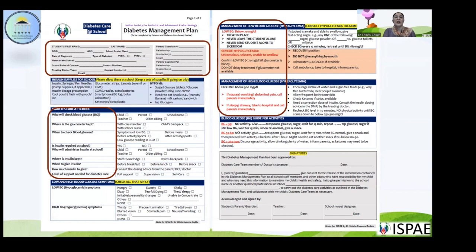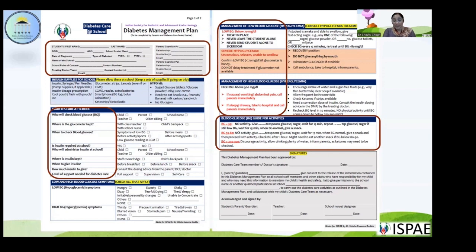So, if the blood glucose levels are low, do not delay treatment if glucose is not available. It is very important to inform the doctor and the child's parents, and take the child immediately to the hospital. And if the glucose level is above 300 milligrams per deciliter and the child is having nausea, vomiting, or abdominal pain, call parents immediately. If the child is not having such severe symptoms, allow the child to have water or buttermilk, allow frequent bathroom visits, and still inform the parents because ketones need to be checked.